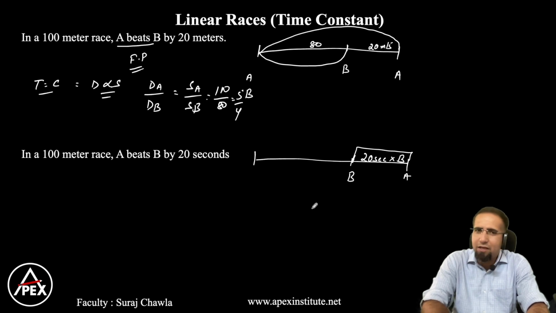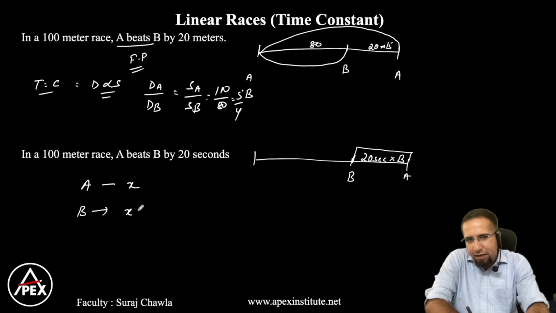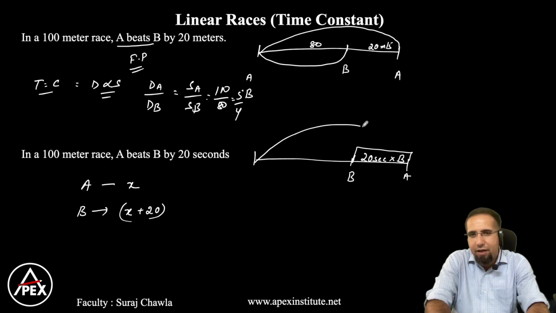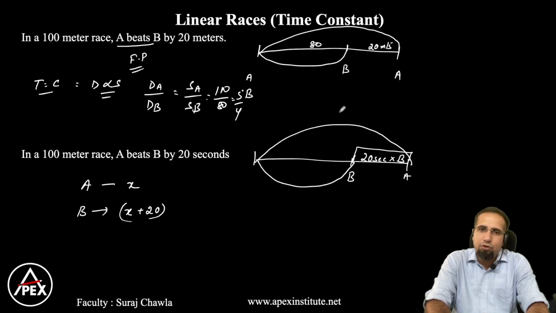This is one part I can say. Or I can say that if A completes the race in X seconds, B will complete the same race in X plus 20 more seconds, because in X seconds, if A has covered this distance, in X seconds, B has covered only this part of the distance. So this is in X seconds and this is in X seconds, and I know that B will run for 20 more seconds to complete the race.